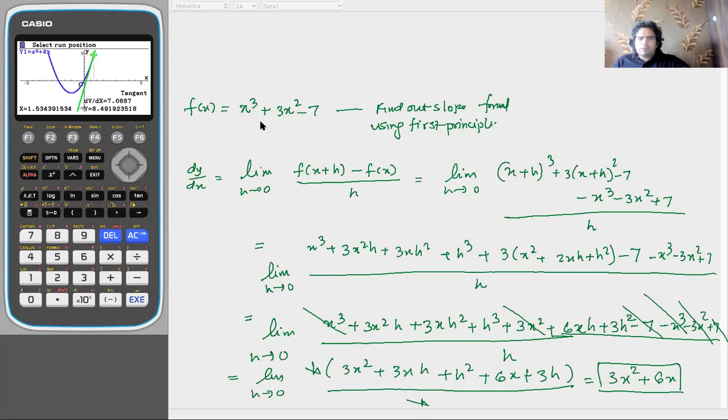So the first thing we have to do, in this case, is you have the function x cubed plus 3x squared minus 7. Write down the expression for f of x plus h, which is this, minus f of x. Be careful about changing the signs.